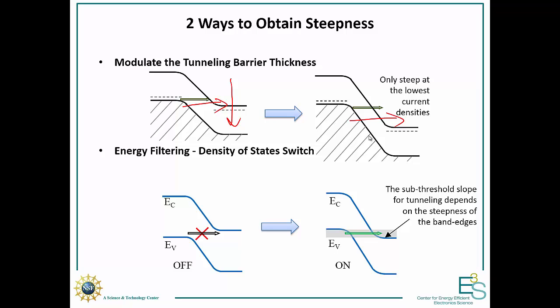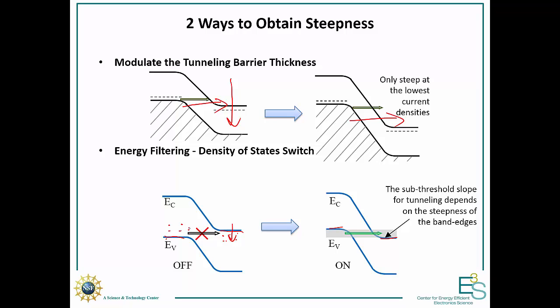What we would like to use is an alternative mechanism called energy filtering, or density of states switching, and that's illustrated here. The conduction band and valence band don't overlap, there are no states to tunnel to, and so no current can flow. Then ideally, we just apply a little bit of voltage, pull this down, and we get an overlap, and we get a very sharp turn-on. The problem, as we'll see later on, is that there are actually states that exist below the band edges, so we end up tunneling to those states, and that limits the steepness of the turn-on.